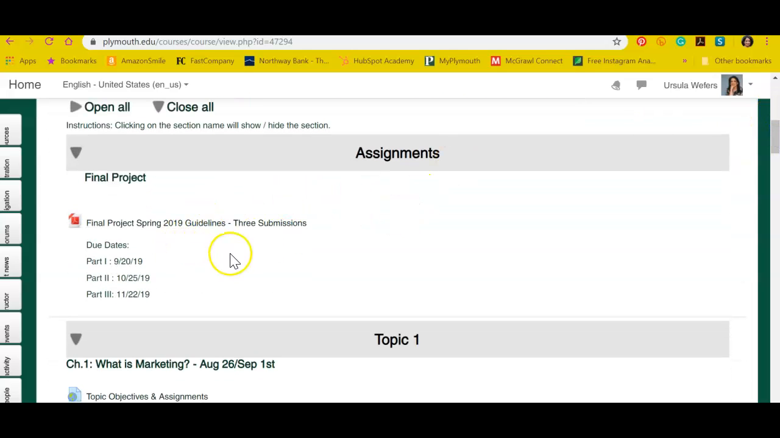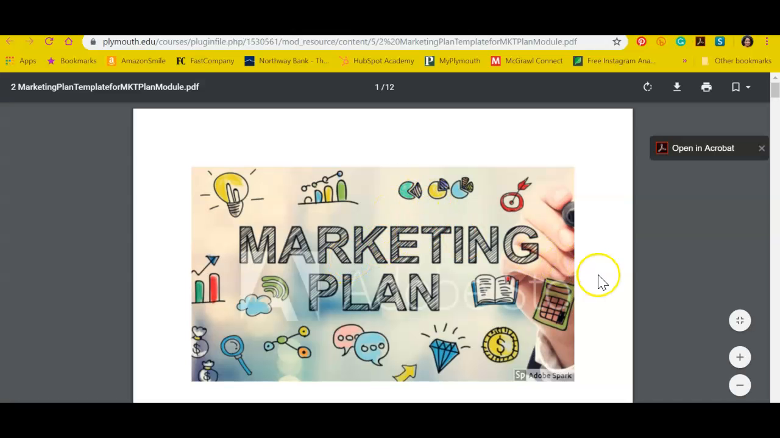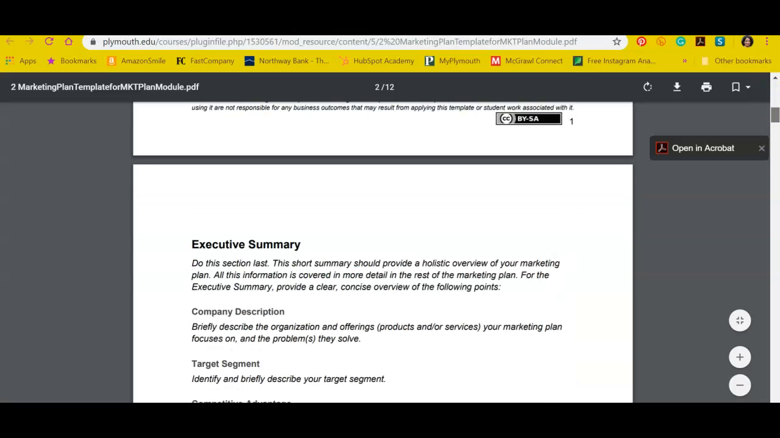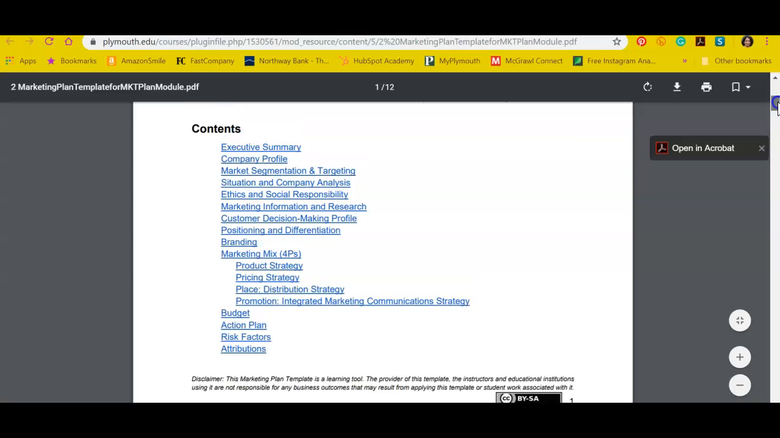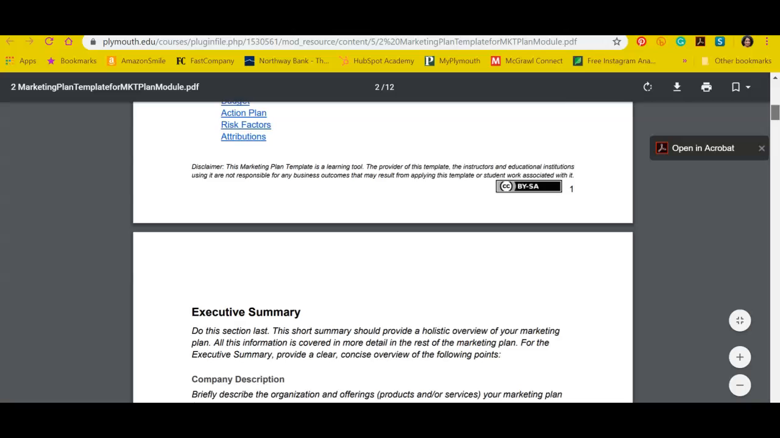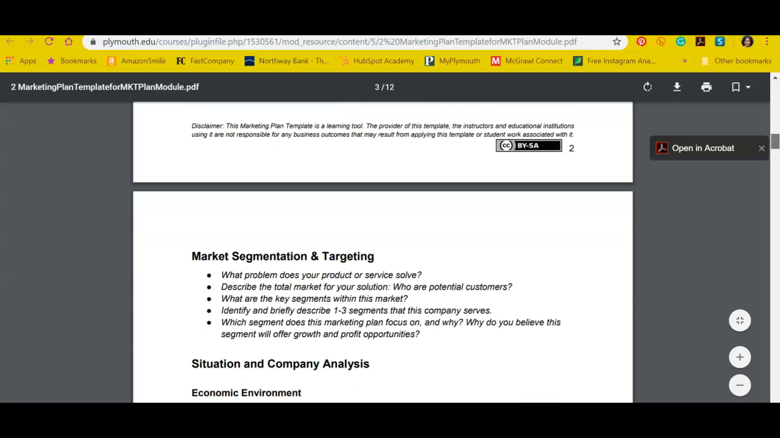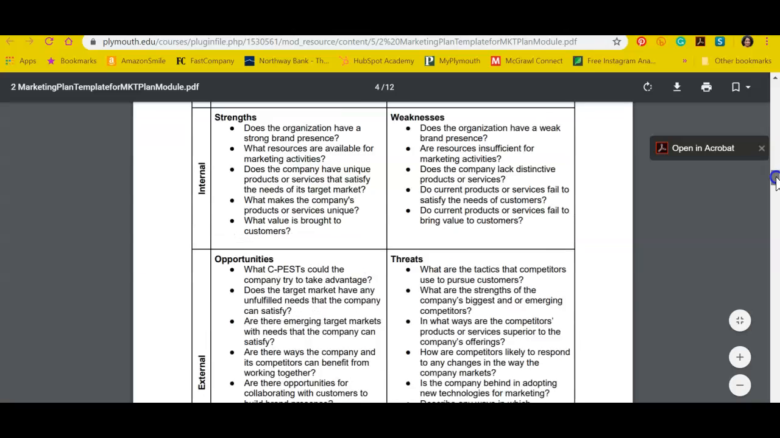And here we have the assignment. So I'm going to click here, and this is the marketing plan. You will see that what you have here is the outline of the marketing plan, and then here are each of the parts and what you need to accomplish on each of the parts.